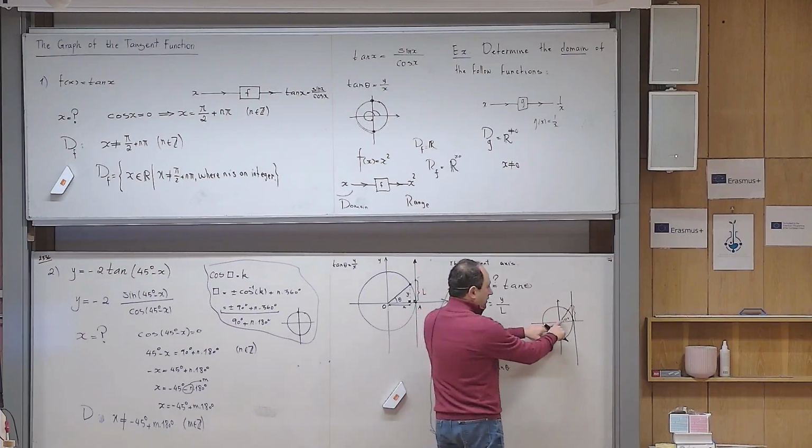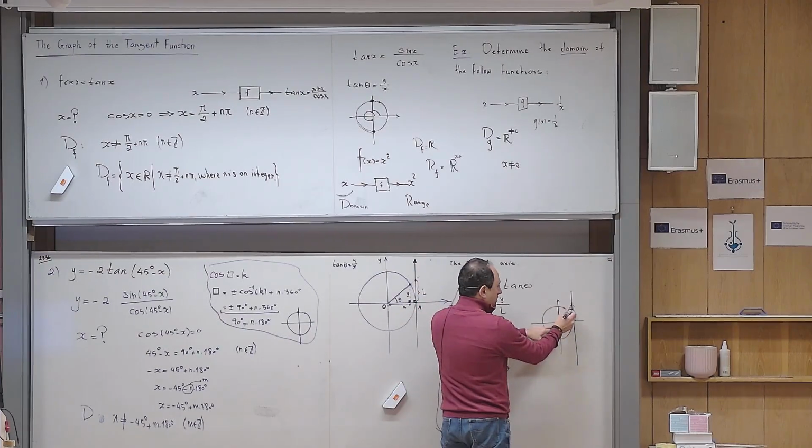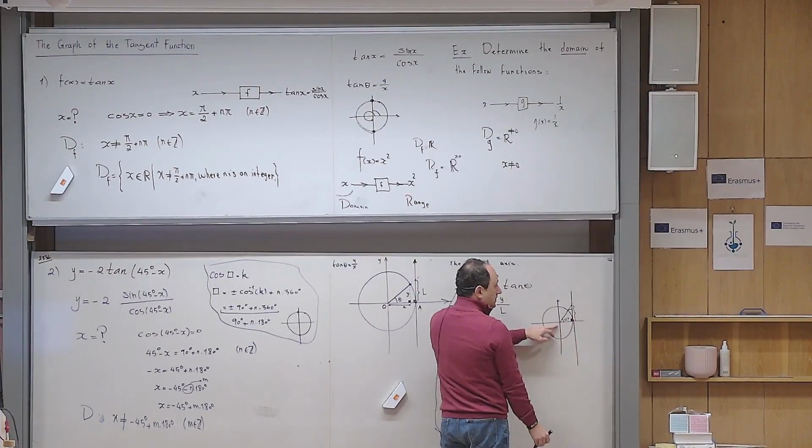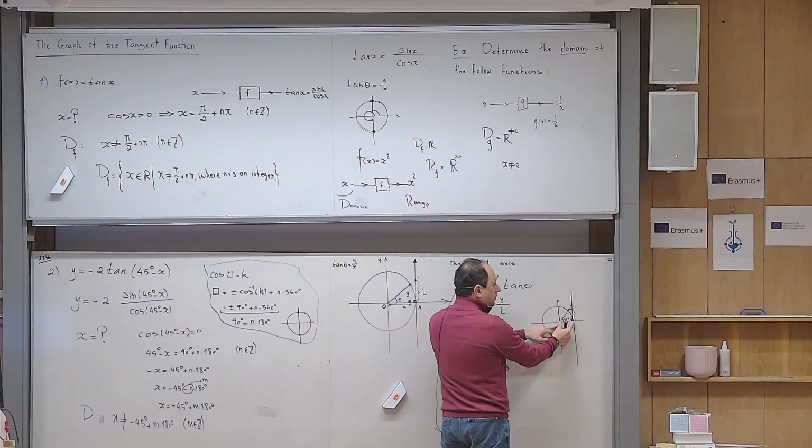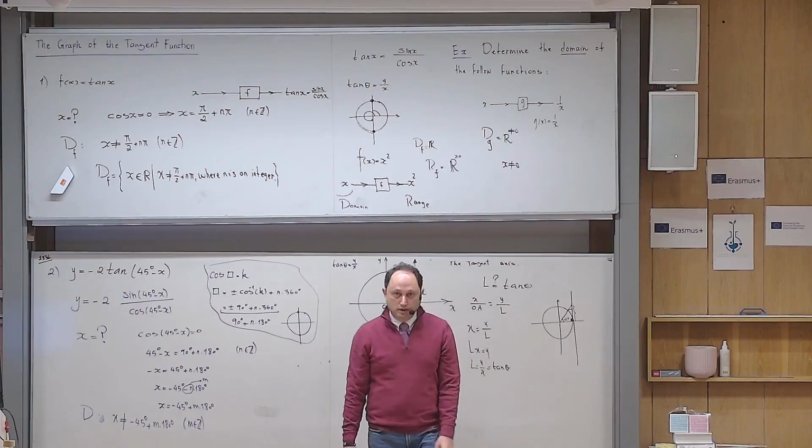Because if it is 45 degrees, this also will be 45 degrees. So this triangle is not only a right angle triangle, but also isosceles. So this means that this length and that length should be equal. So this length is 1, so that length should also be 1.